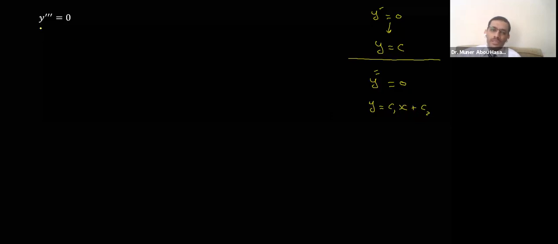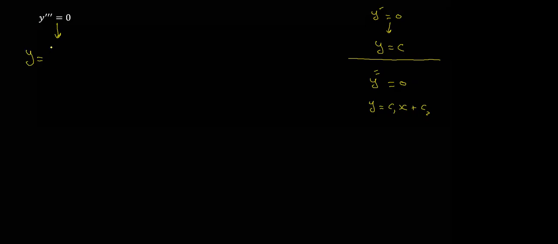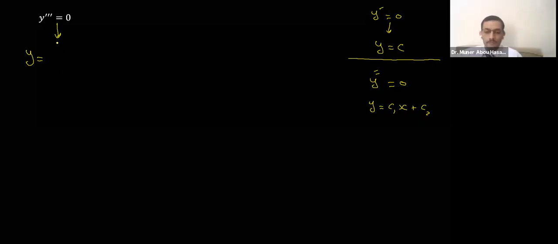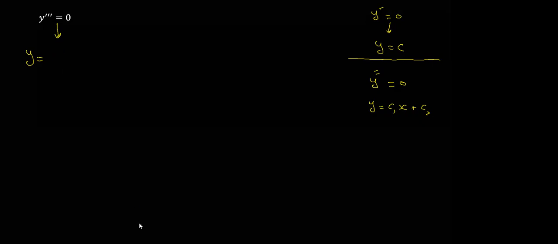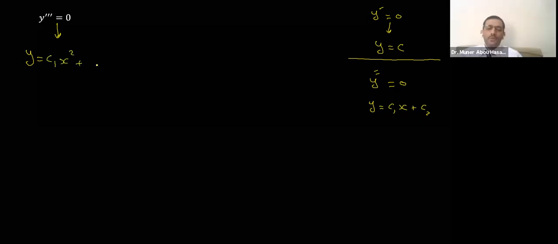Let me go to this one. Can anyone of you guess the solution of this equation? It's very easy for you. What do you think? Can anyone help? Yes, speak. C1x squared plus C2x plus C3. You are right. Great, great. You are great students. So here also, if I differentiate this 3 times, I will get 0.